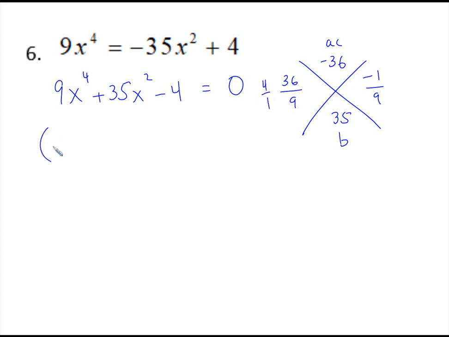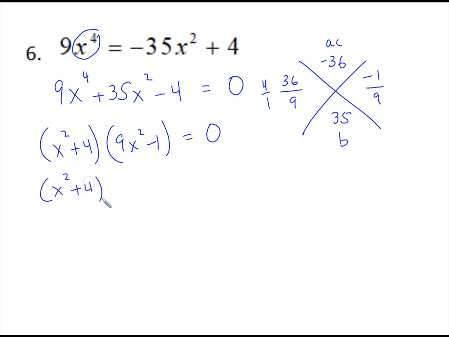So my factors are going to be, and here's where you need to be careful, because this is x to the 4th, right here, x to the 4th. So it's going to be x squared plus 4. And the other one would be 9x squared minus 1 is equal to 0. Now this x squared plus 4, we cannot factor this more. This is not a difference of squares, so it has to stay like that. Now this 9x squared minus 1 is a difference of squares, so we can factor this more. So you should.